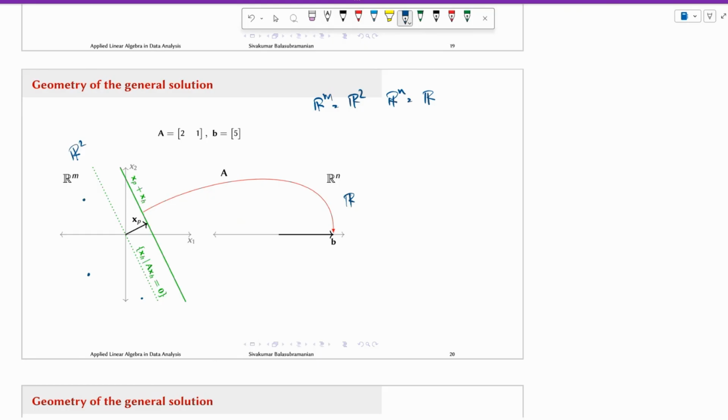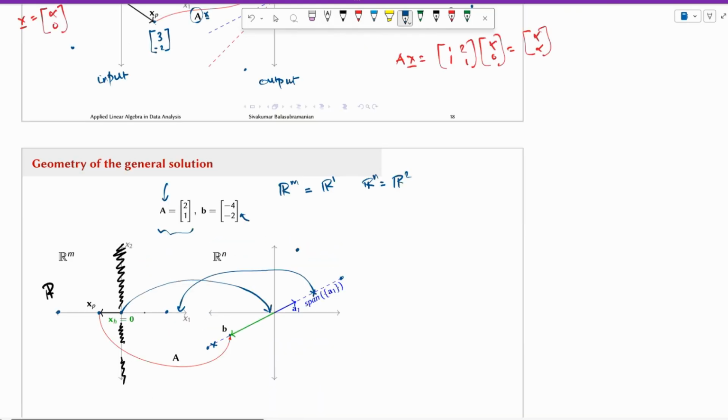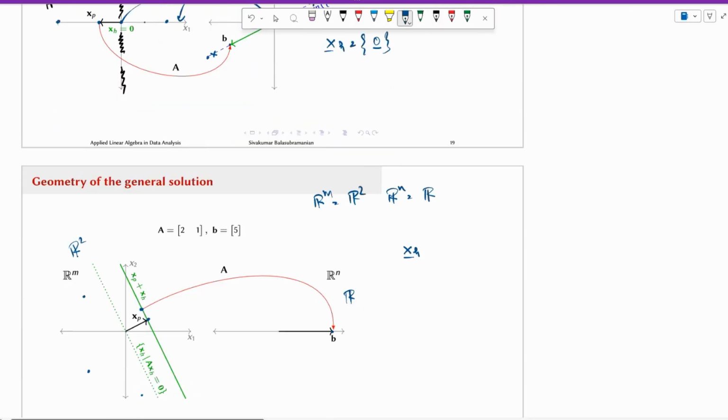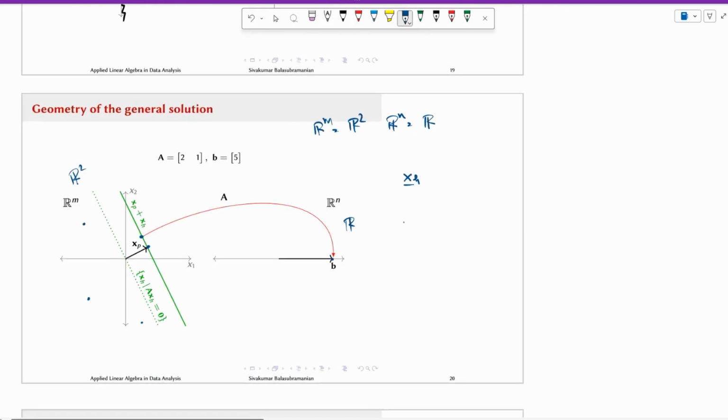Now, if you choose any point, for example, let's say I choose this point. Okay? This point gets mapped to here. And you could ask now, well, what about the homogeneous solutions? In the previous case, the homogeneous solution was simply 0. The only homogeneous solution there was 0. But that is not the case here anymore.